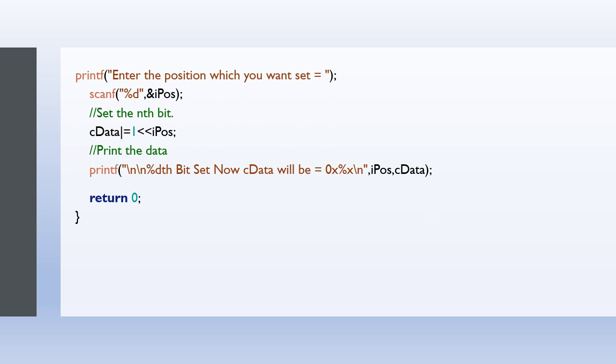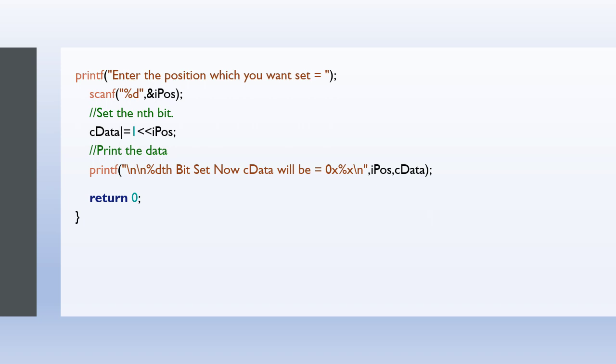Now c_data will be 0x%x\n". And what are the percentages? The first is i_position and the second is c_data. This is how we print it, and return 0. So you should try this with your respective compiler while I'm telling you, or repeat the video and do it, then you would understand better.